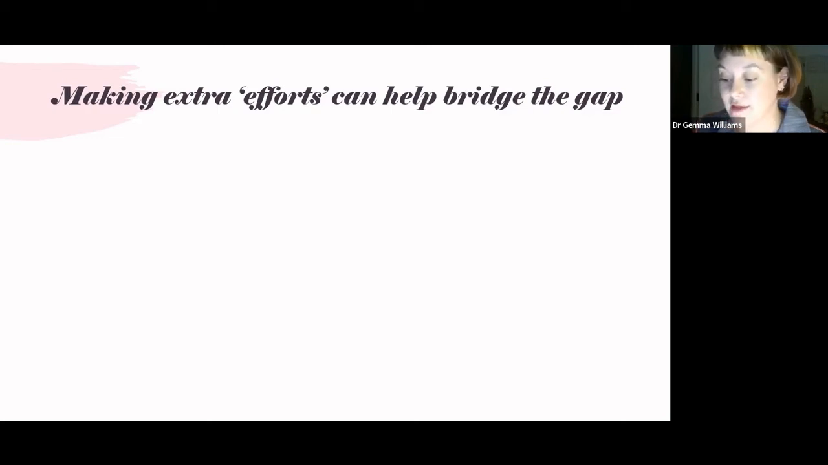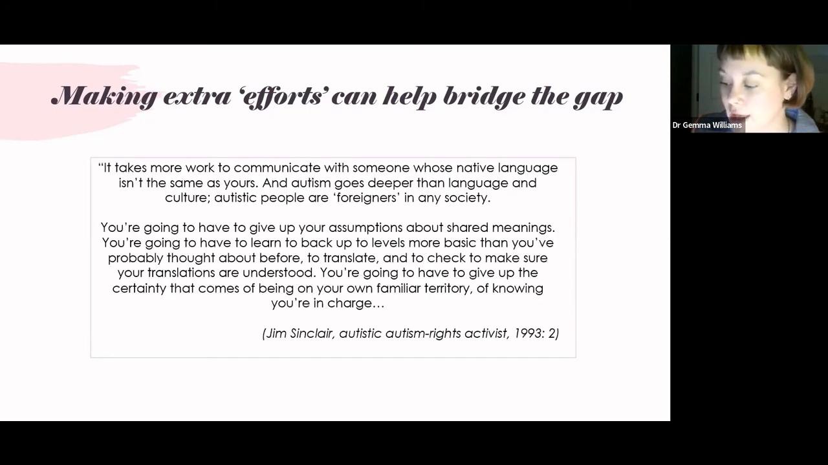So I think that kind of approach can potentially be something of a solution when addressing the double empathy problem, because you can maybe make the gaps more visible, so make those differences known and make them manifest, and make the extra efforts to overcome them in the same way. So this is what I think Jim Sinclair, an autism rights activist, is getting at in his address to neurotypicals.